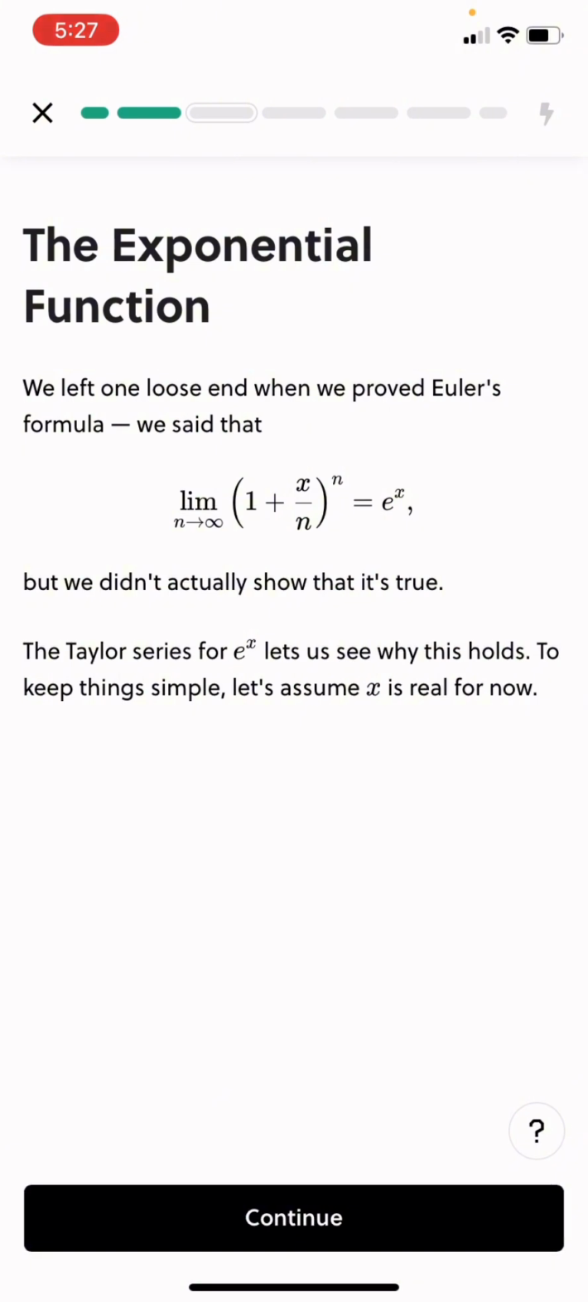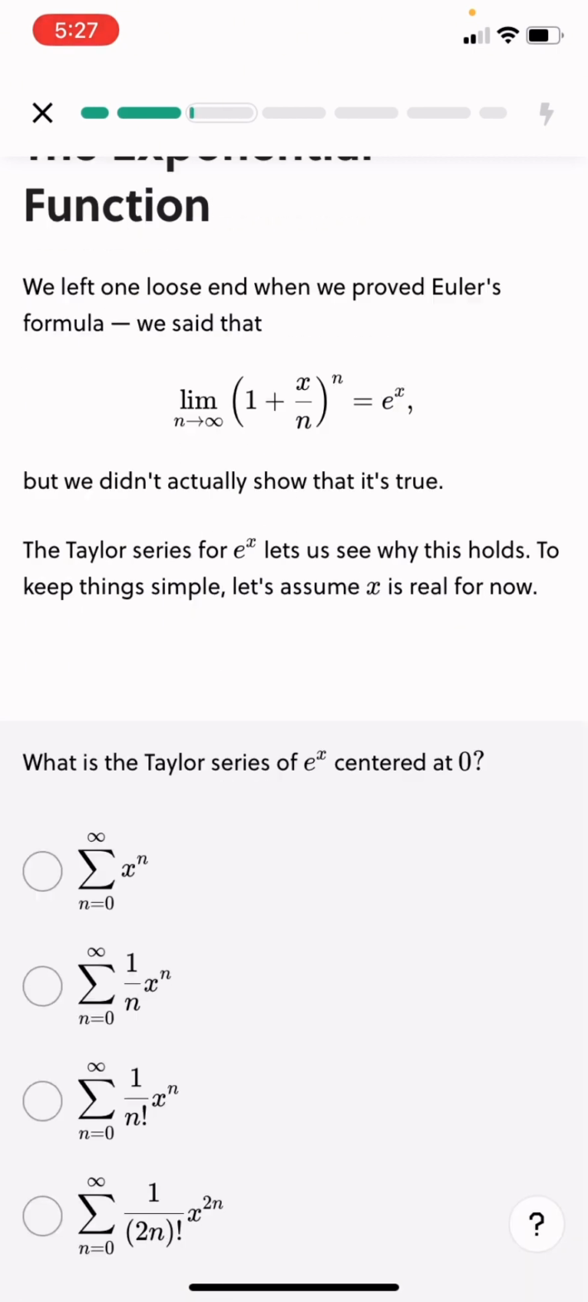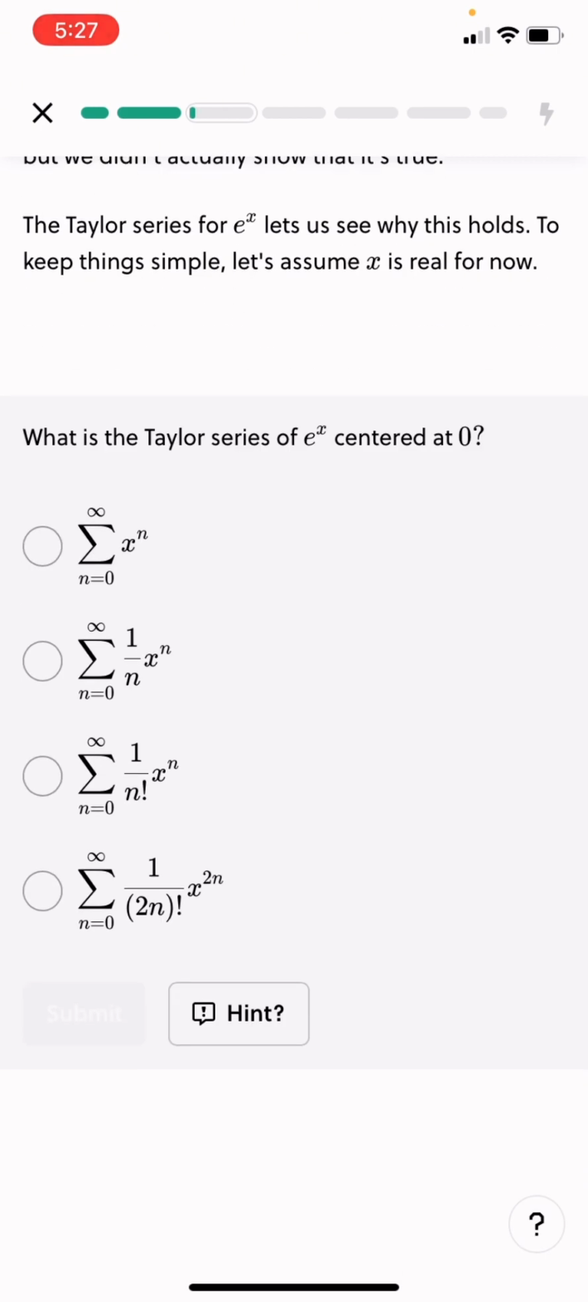Okay, so we can see the limit as n goes to infinity of (1 plus x over n) to the n equals e to the x. This is just the basic description and receive e to the x. But we didn't actually show that it's true. The Taylor series for e to the x lets us see why this holds. To keep things simple, let's assume x is real for now. What is the Taylor series of e to the x centered at 0?